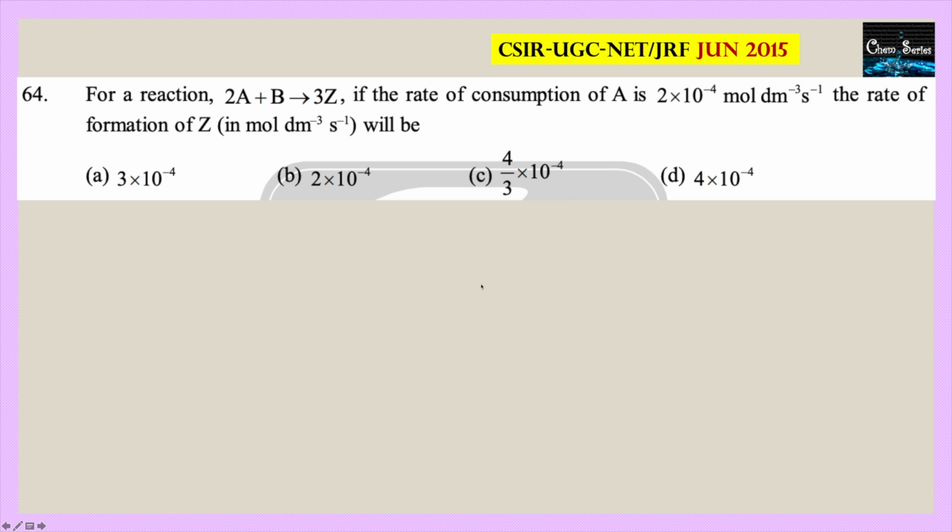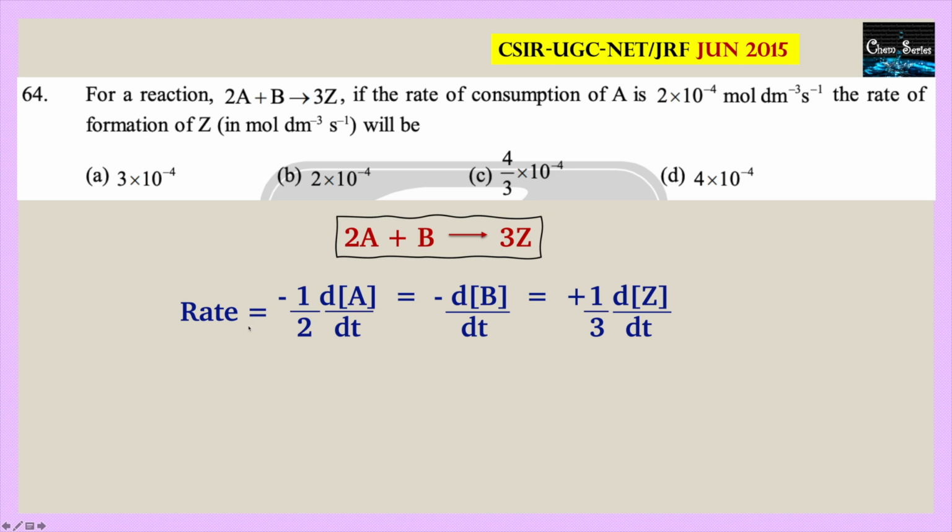We have already seen this. Take this reaction 2A plus B gives 3Z. So how do we write the rate for this? Rate is equal to minus 1 by 2 dA by dt. You know that all the stoichiometric coefficients should be written in the denominator, and for the reactants you will use a negative sign because they are disappearing to form product, right? So for product you will use a positive sign. So rate is equal to minus 1 by 2 dA by dt, that is equal to minus dB by dt, that is equal to plus 1 by 3 dZ by dt.